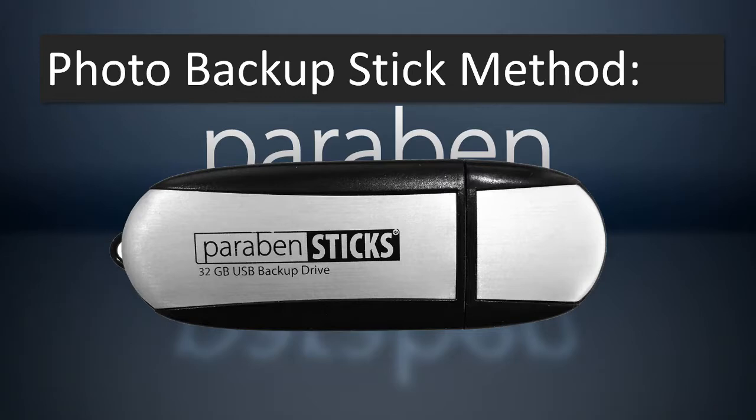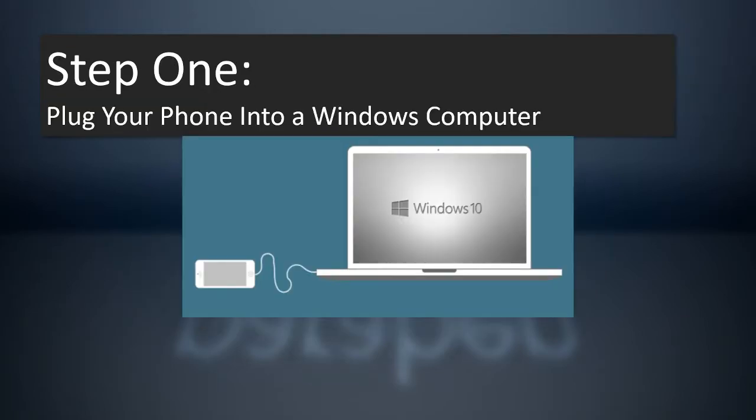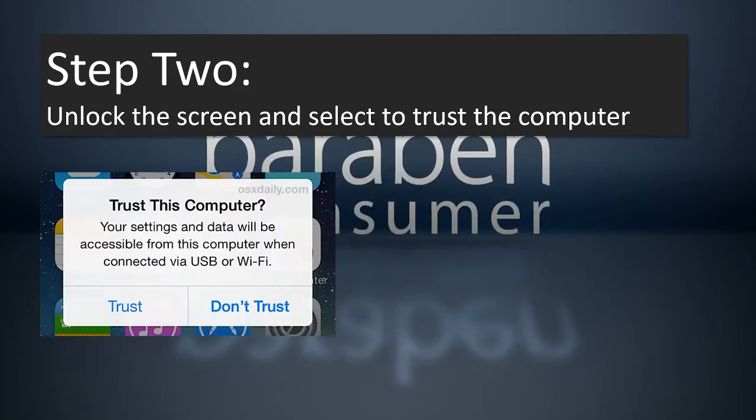Next, let's show you the photo backup stick method. So if you have a photo backup stick, it's going to be pretty simple. You plug the phone into the computer just like you would with an iTunes backup. Now with the photo backup stick, it only does support Windows computers at this time. So you're going to plug it into your Windows computer.